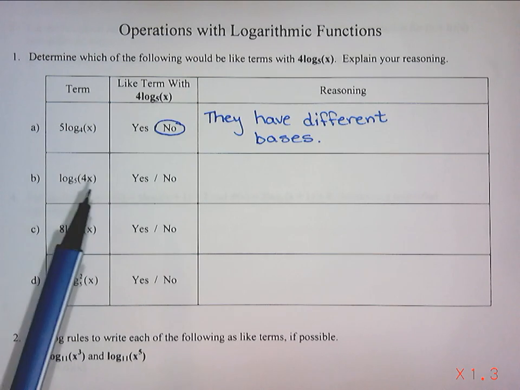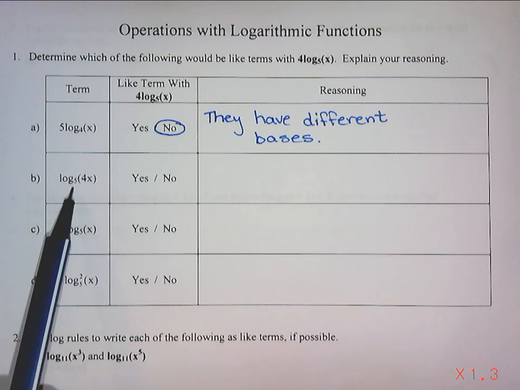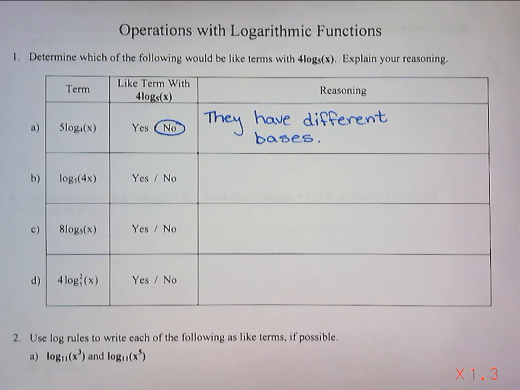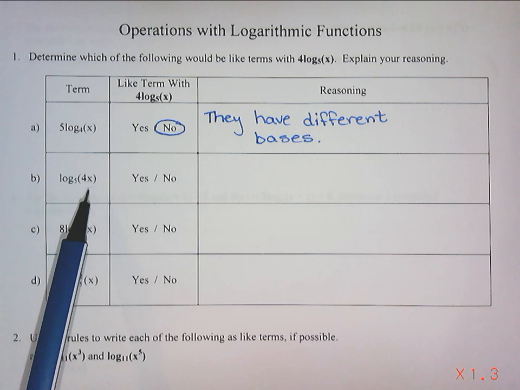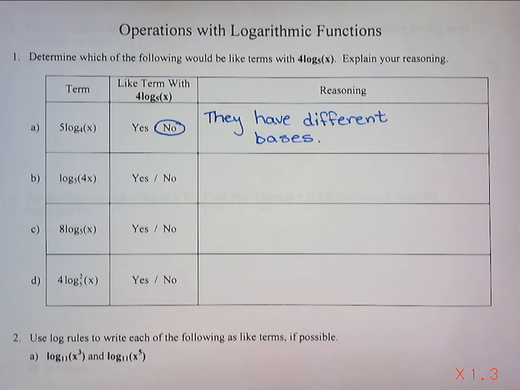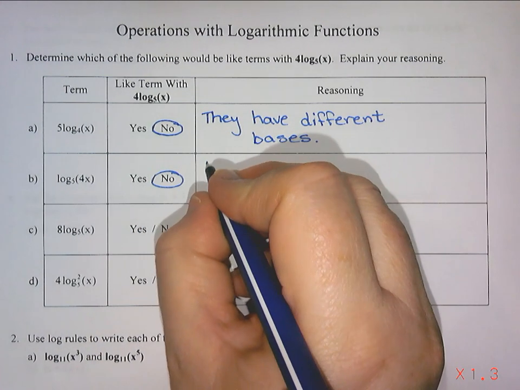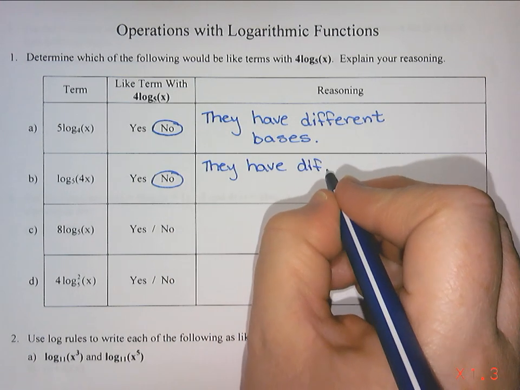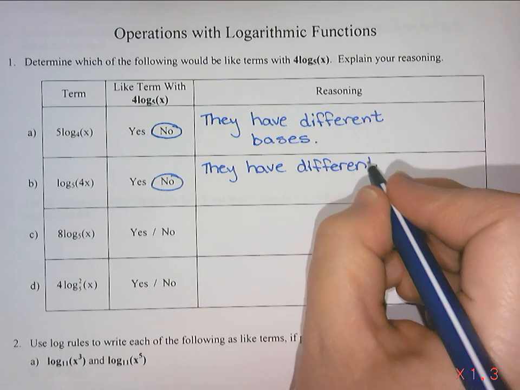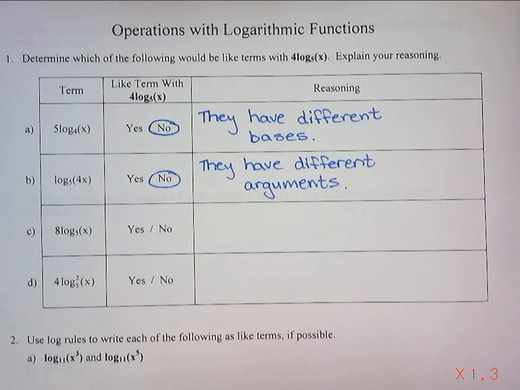All right, our second one, we have log base 5 of 4x. Do they have the same base? Yes, they both have a base of 5. Do they have the same argument? Well, this one has an argument of x, and this one has an argument of 4x. So no, they do not have the same argument, which means they are not like terms. And why? They have different arguments. Okay, so far neither of them have been like terms.